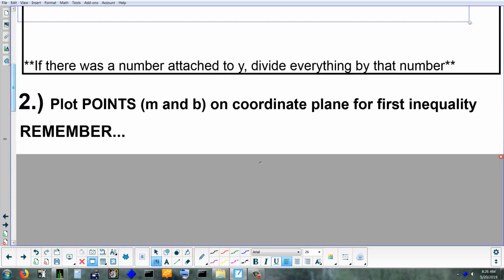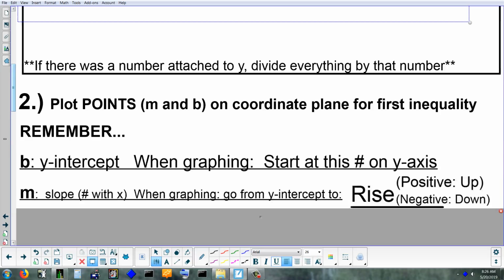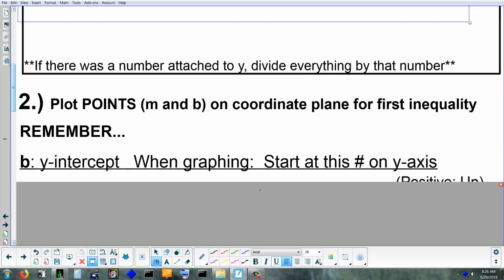Okay. Step 2. Now you've got your equation in y equals mx plus b. Now you're ready to graph it. Okay, so remember, when you're graphing it, b is your y-intercept. That means you just start at that number on the y-axis.